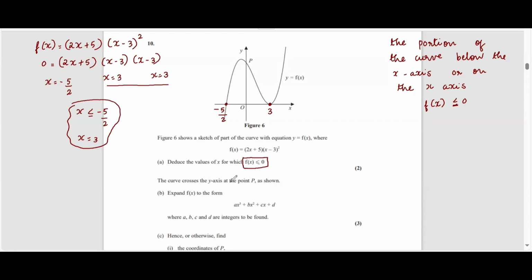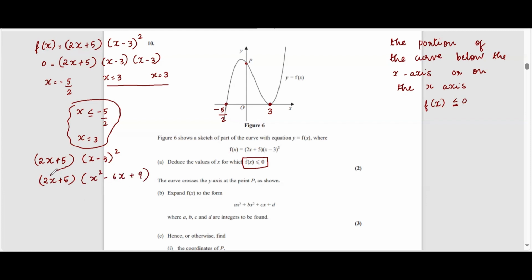Now, the curve crosses the y-axis at the point P. So you can see the y-axis at the point P, that's basically the y-intercept. First, expand f of x to the form ax cubed plus bx squared plus cx plus d. We have f of x equals (2x + 5) into (x - 3) the whole square. So (x - 3) the whole square is x squared minus 6x plus 9.